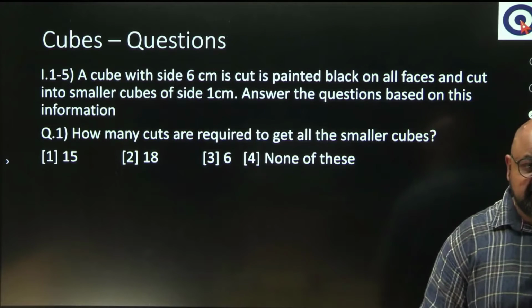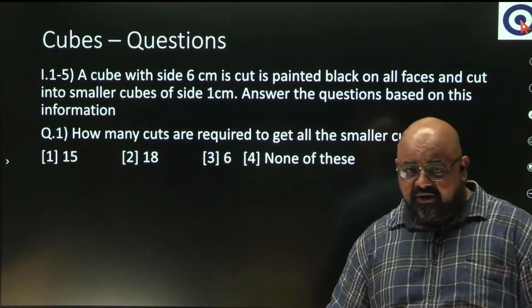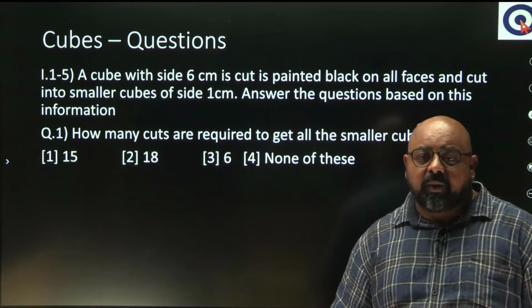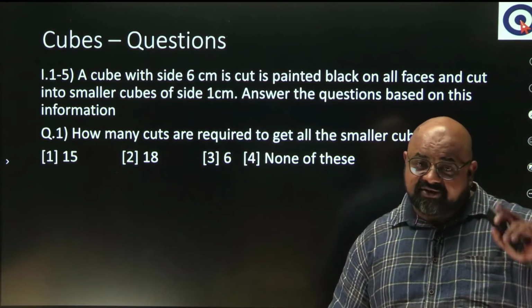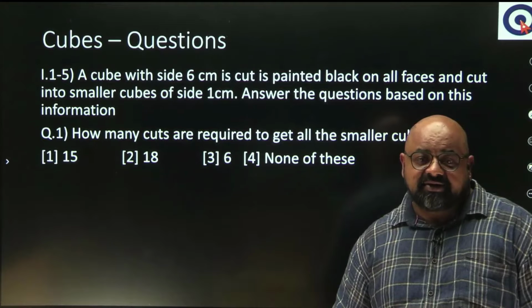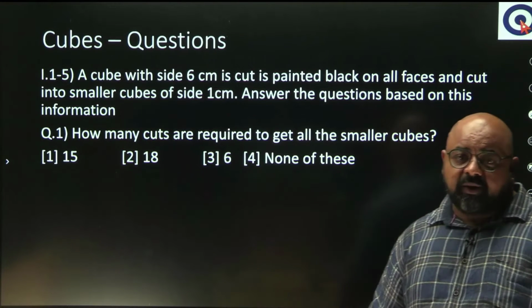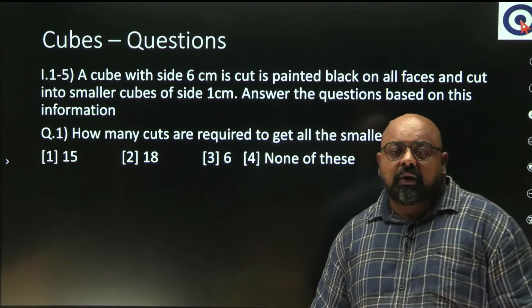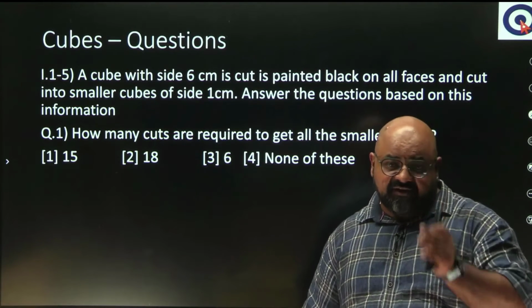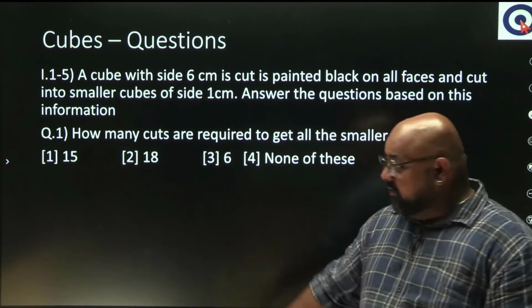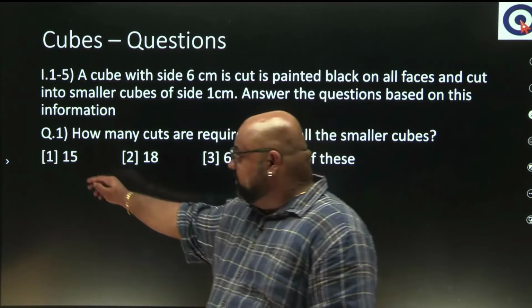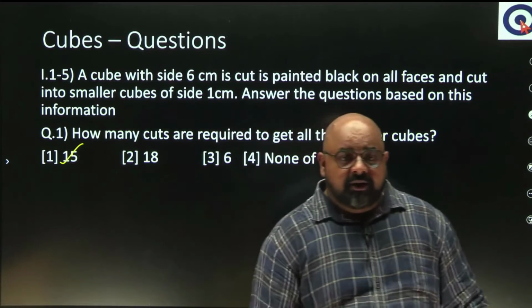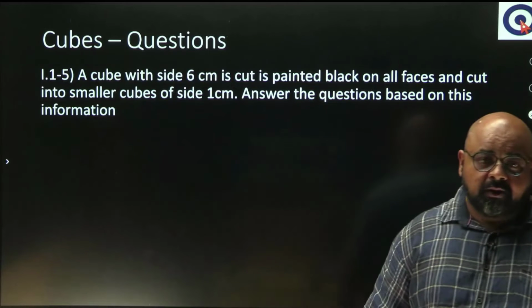A cube with side 6 centimeters is painted black on all faces and cut into smaller cubes of side 1. So the value of n becomes 6 by 1. Answer the question based on this. How many cuts are required to get all the smaller cubes? Because the side is 6, therefore 5 cuts are required. 5 in each dimension, therefore 3 5s are 15. 3 into n minus 1.